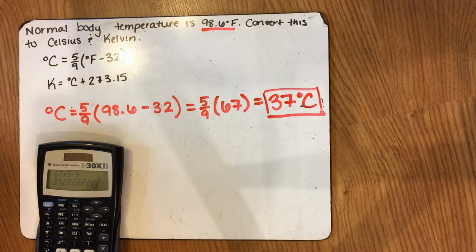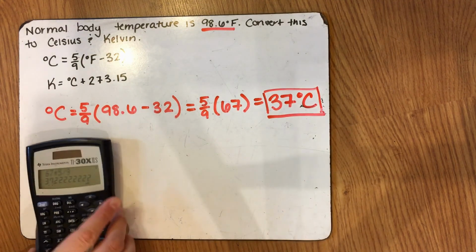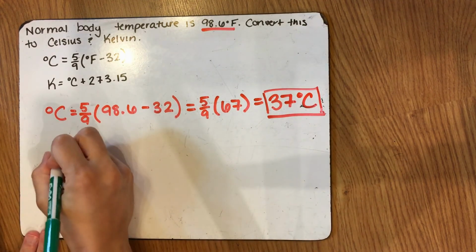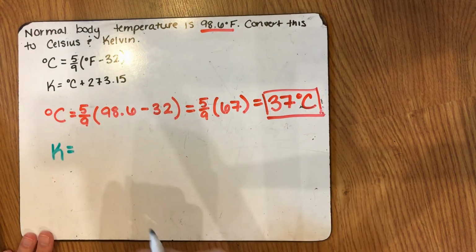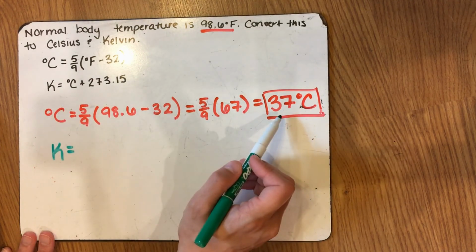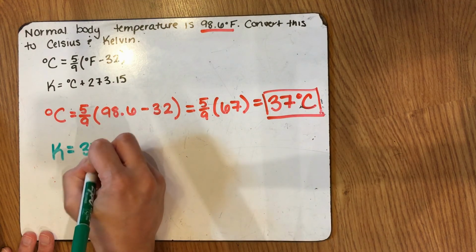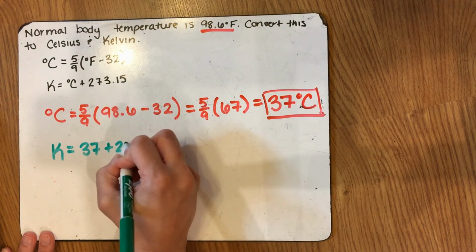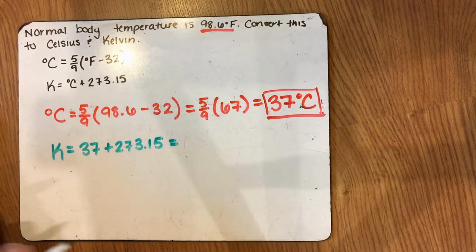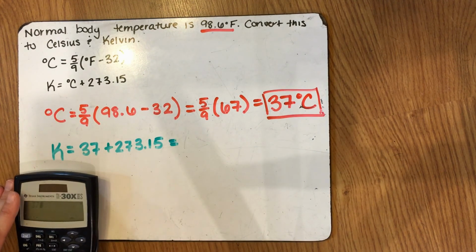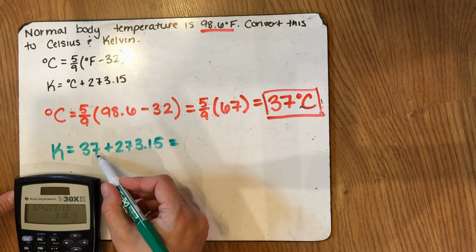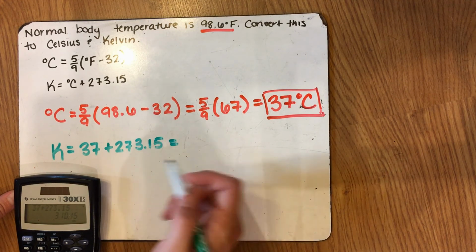Next, I can take my answer from that problem and change it to Kelvin. I do the same thing. I'm just going to plug in, this time, my degrees Celsius, 37 plus 273.15. I'll add those up. Again, my least amount of decimal places is 0.